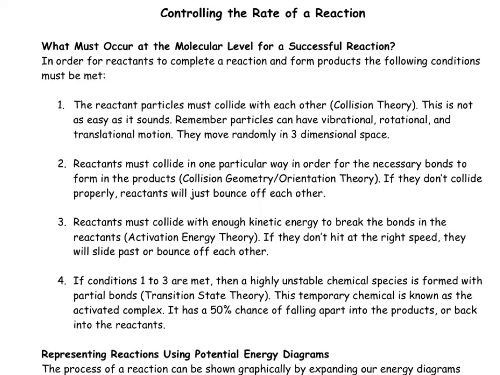Now, if conditions 1 to 3 are met, reactant A and B collide at the right orientation with the right activation energy, then a highly unstable chemical species is formed with partial bonds. This is known as transition state theory. This temporary chemical is known as the activated complex, and it only has a 50% chance of falling into the products, or just back into the original reactants.